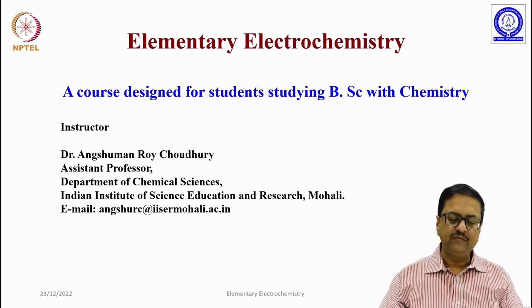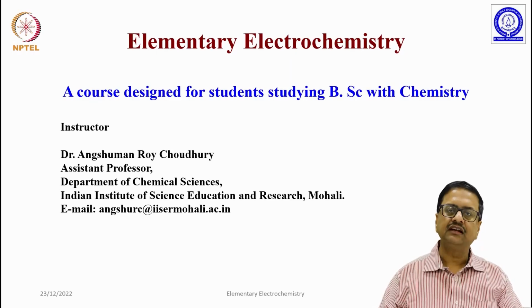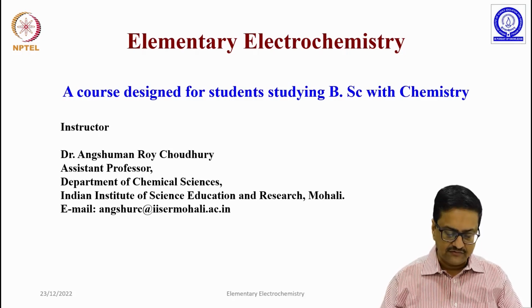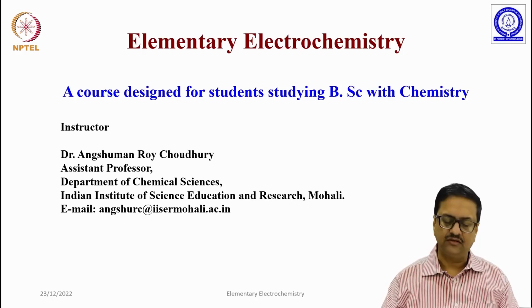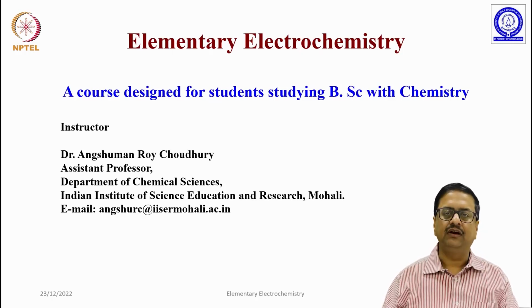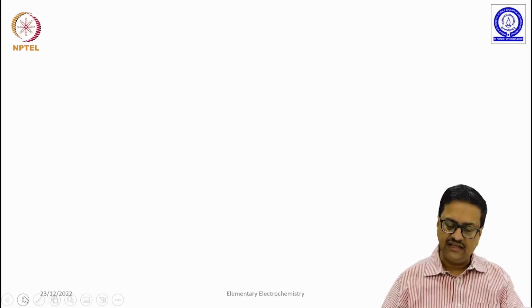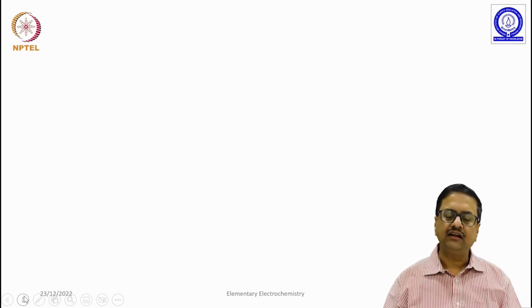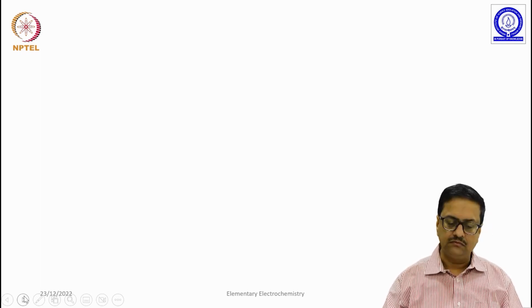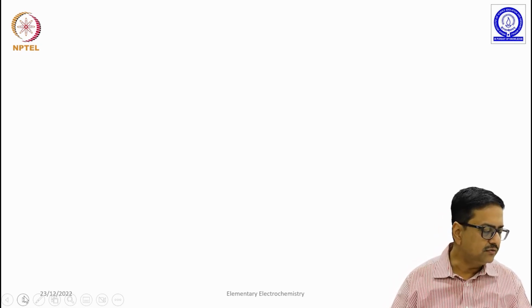Welcome back to the course Elementary Electrochemistry. In the previous class we discussed how to measure the EMF of a cell, and from there I showed you how one can determine the mean ionic activity coefficient using the EMF measurements. So today we are going to continue, and we will now discuss a few important aspects on how a cell is constructed and what are the meanings of some notations that I have been using over the last few classes.